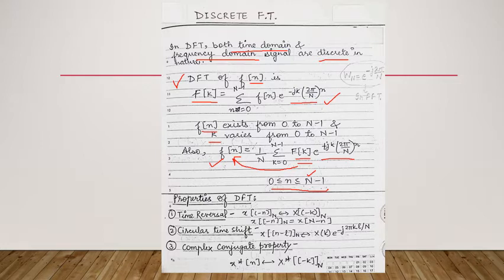Next comes the properties of DFT. Like we have studied the properties of various transforms, similarly we have properties for DFT also. So the first property is the time reversal property. What does this say? It states that if you have a signal x of n in time domain, and we take x of minus n, this is referred to as time reversal. Like we are taking the negative of time. Time was n originally, now we are considering minus n.